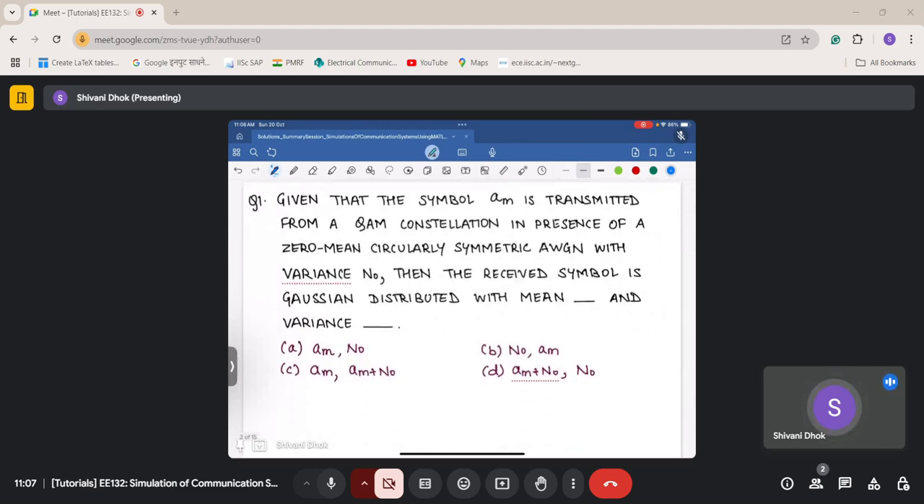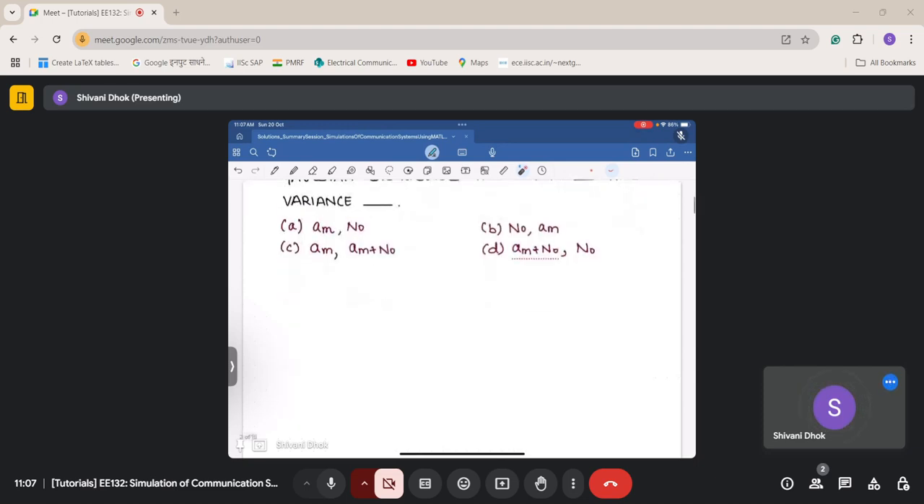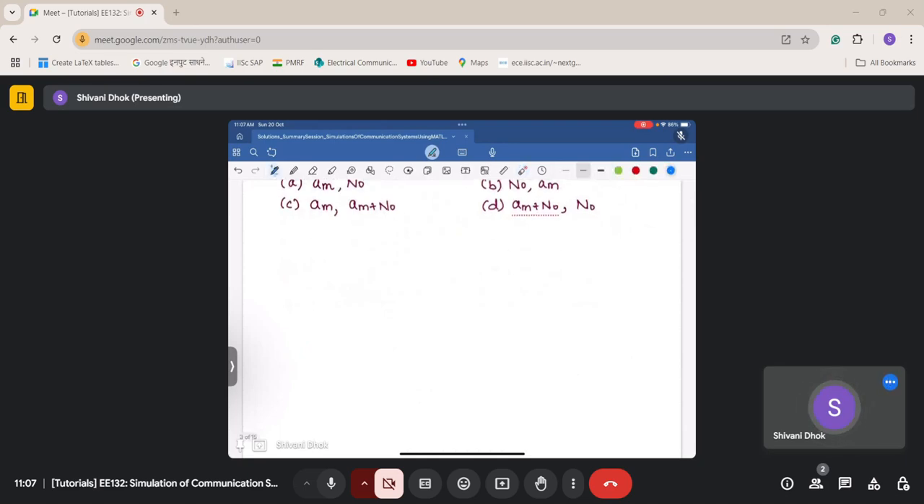So this was the first query that was posted. It says that given that the symbol AM is transmitted from a Comm constellation in presence of a zero mean circularly symmetric AWGN with variance N naught, then the received symbol is Gaussian distributed with mean what and variance what. And these are the four options with you.